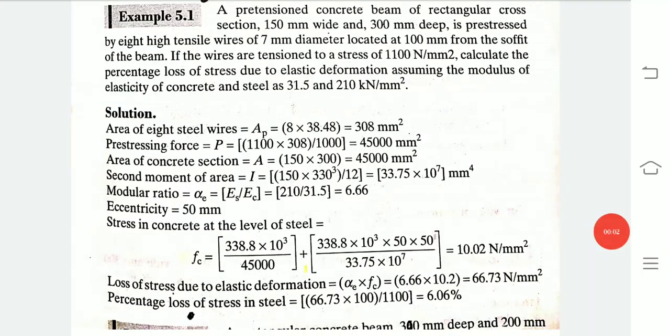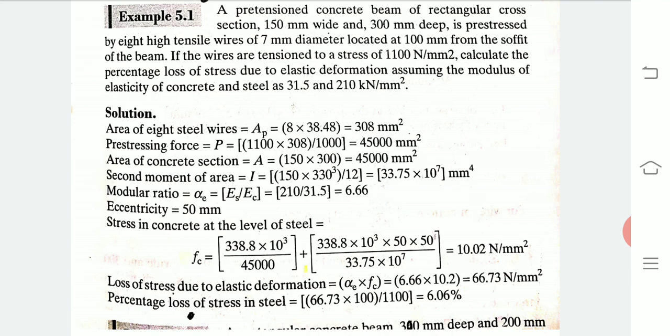Hello everyone, welcome to the second lecture on losses in pre-stress. In the previous lecture we discussed three types of losses. Continuing from them, in today's lecture we will discuss problems on those losses. Let us first take up an example in which we are considering loss due to elastic deformation.